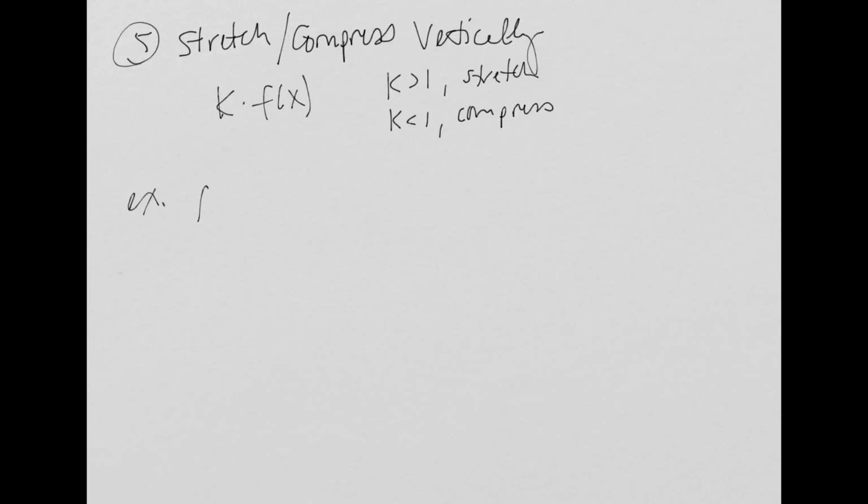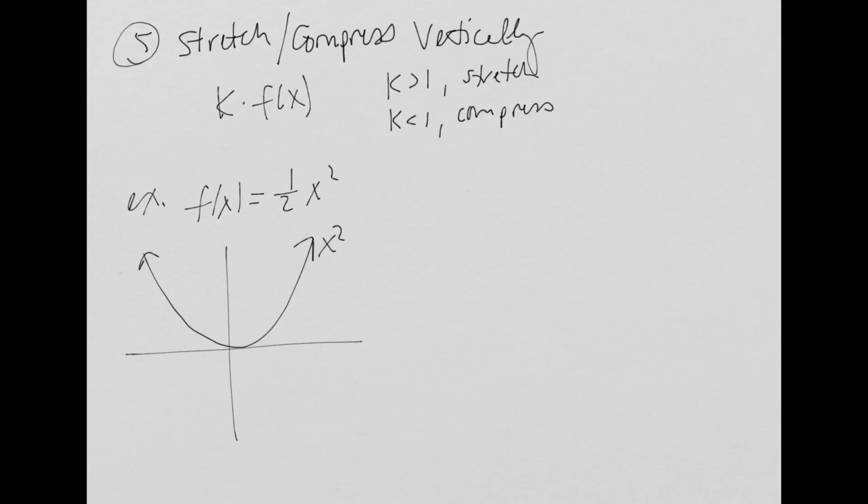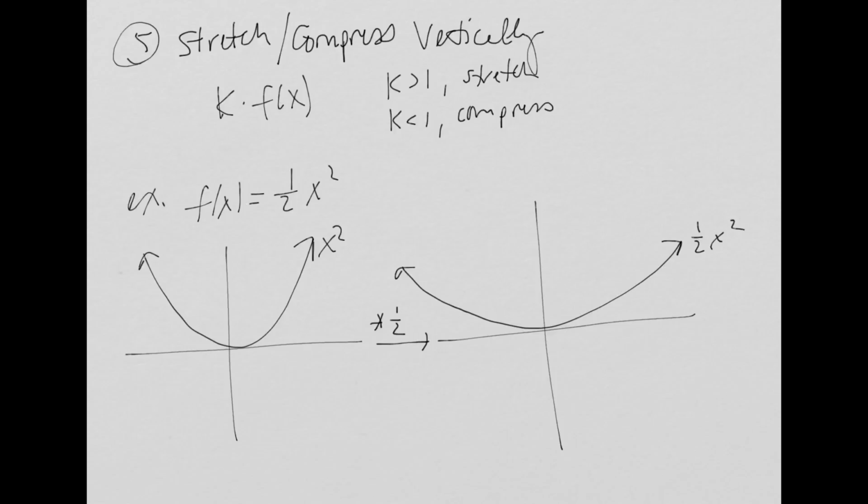So for example, let's look at 1/2 x squared. Well, we know what x squared looks like. Here's my graph of x squared. I'm multiplying the whole function by 1/2. Well, that's less than 1, so this is just going to compress it. So it's going to make it a little bit more spread out. If it would have been 2x squared, then I would have stretched it. So it would have made it more vertical.